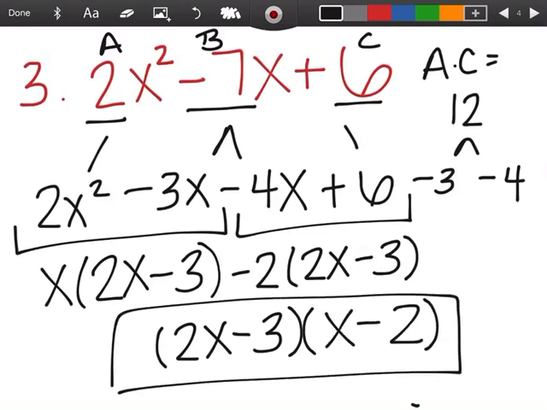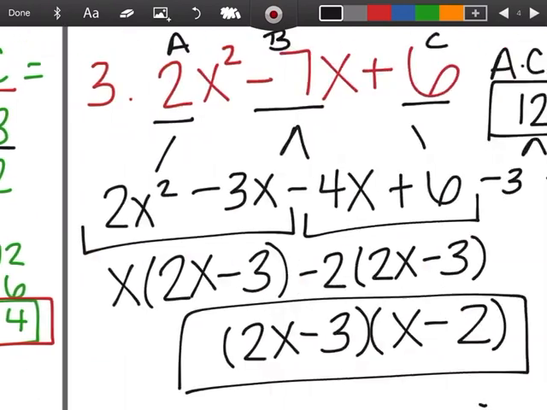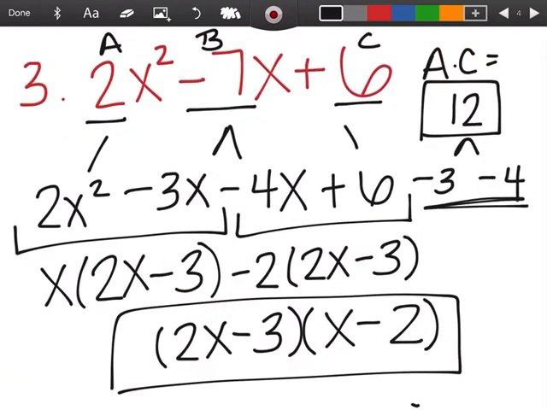So whenever your A times C number is positive, it could be that both your numbers were positive, or it could be that both your numbers were negative. They're not always 3 and 4, though, and we'll get some practice with that.